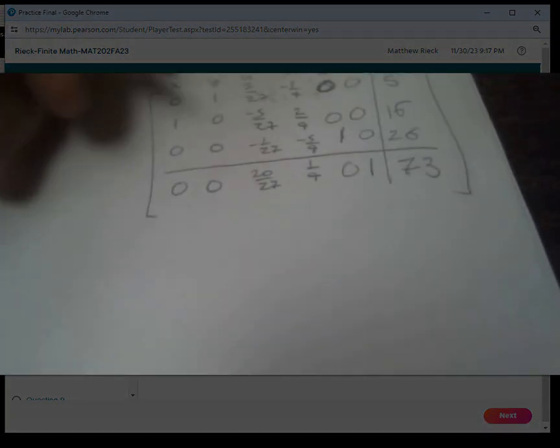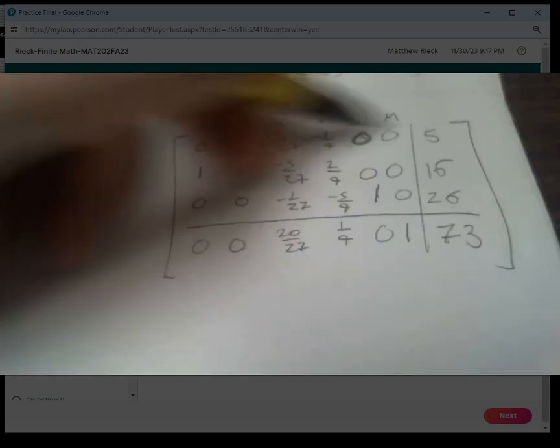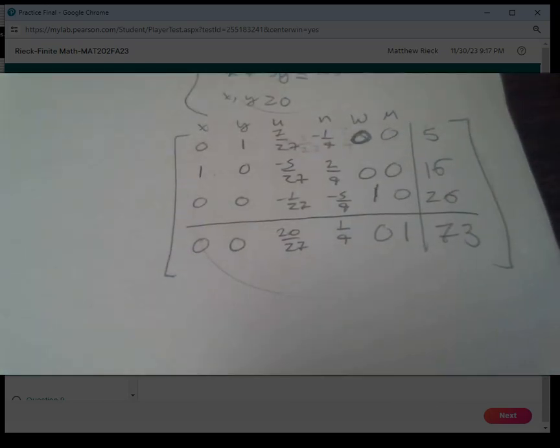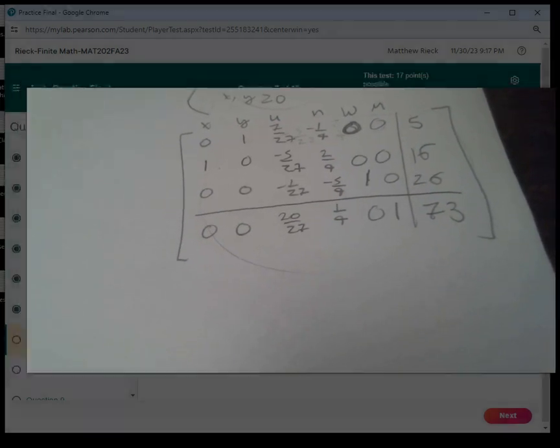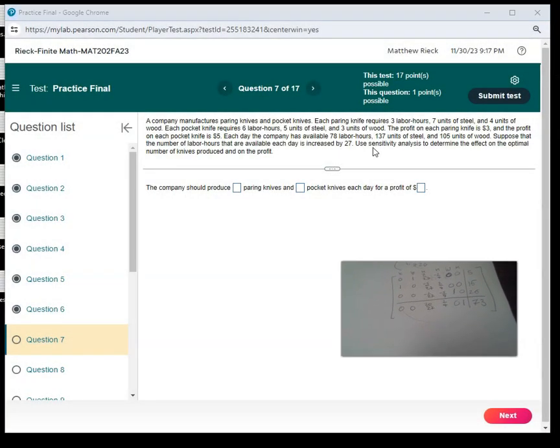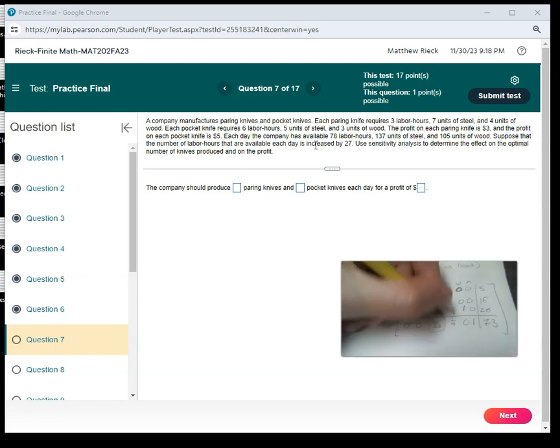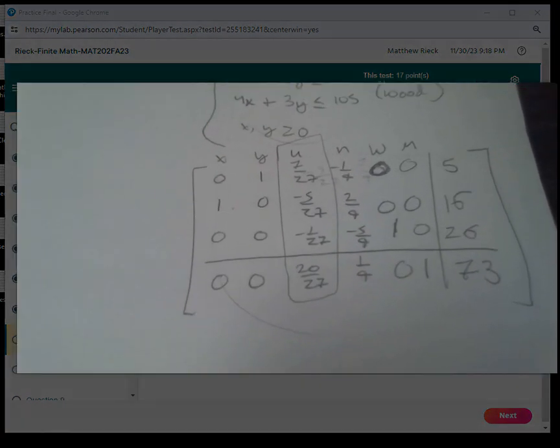So yeah, that's how I got this here. All right, so this is my final simplex tableau for the main linear programming problem. Now, it says, suppose that the number of labor hours that are available each day is increased by 27. That corresponds to my slack variable u. So use sensitivity analysis to determine the effect on the optimal number of knives produced and on the profit.